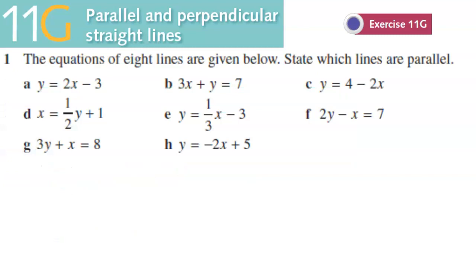Now, this is slightly different from the question I just went through, but for question 1, you need to state which of these are parallel. So remember that in the normal form of a straight line that we use here, y equals mx plus c, m is the gradient. So, for example, in question C here, my gradient is the coefficient of x, the number multiplying the x, which in this case is negative 2.